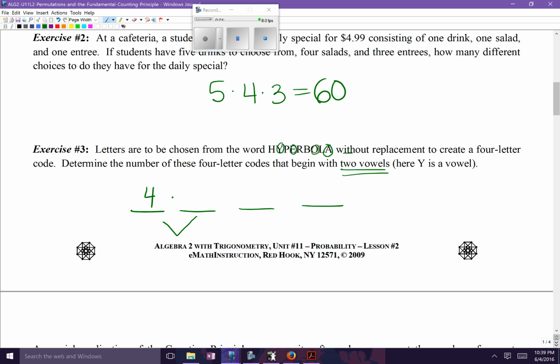This part right here says without replacement. So once I use one of those vowels, I no longer have it to choose from. So that means that this number of options drops down to a 3.